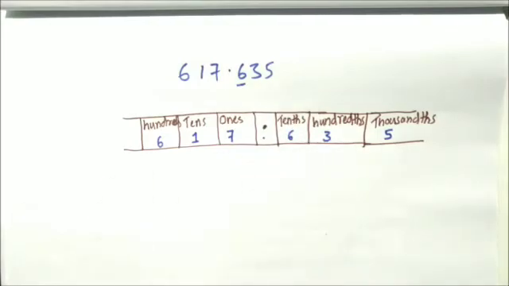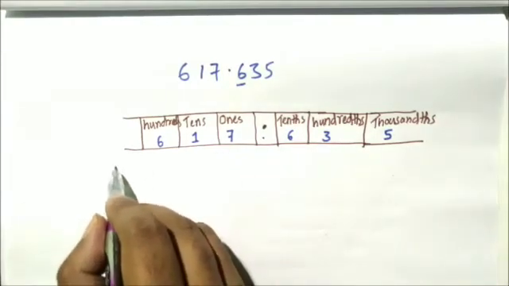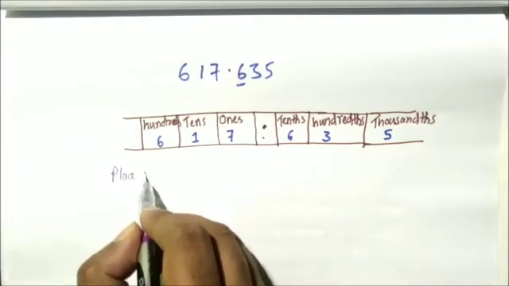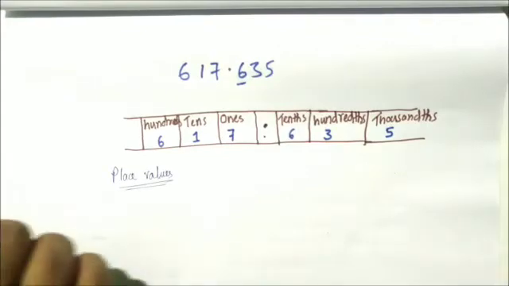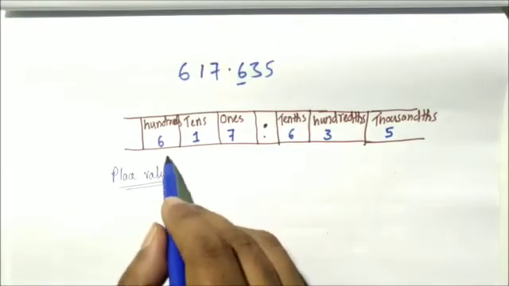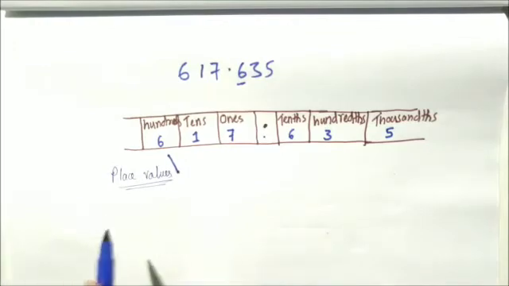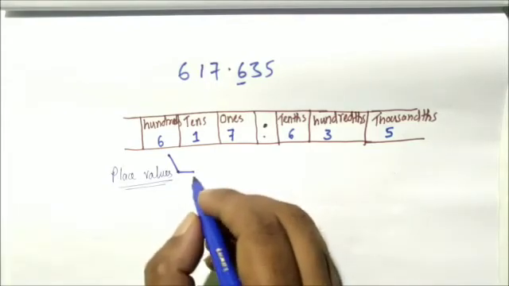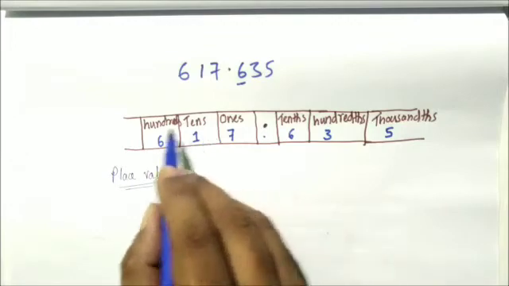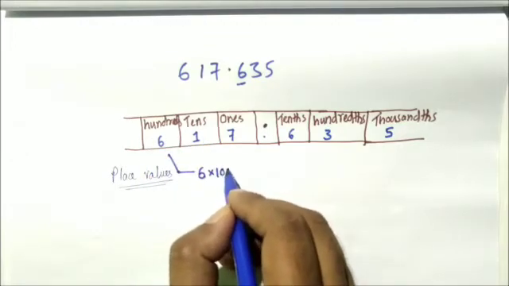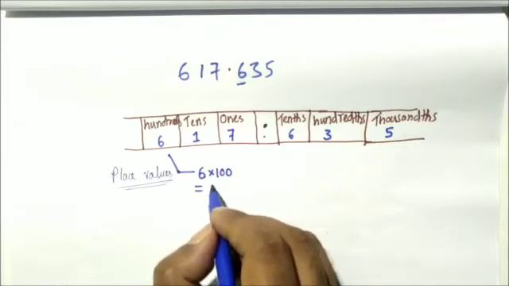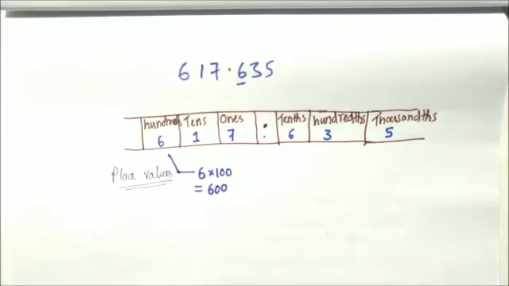Okay. Similarly, we have the place values. What? We have the place values. The place value for this 6 is what? The place value for this 6 is what? You will say 100, no? 100 place. So 6 into 100, 100. It means what? 600. Right?